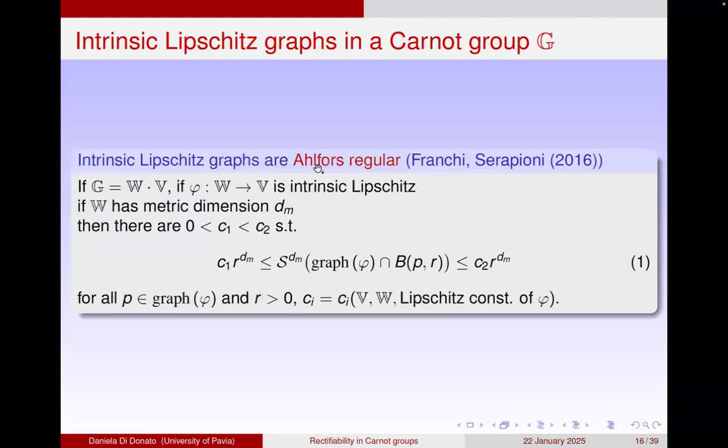Intrinsic Lipschitz graphs are Ahlfors regular. What does this mean? It means that it is possible to compare the measure of the ball centered at P with radius R with R to the power d_m, where d_m is the metric dimension of W. And W and V are two complementary homogeneous subgroups of G.